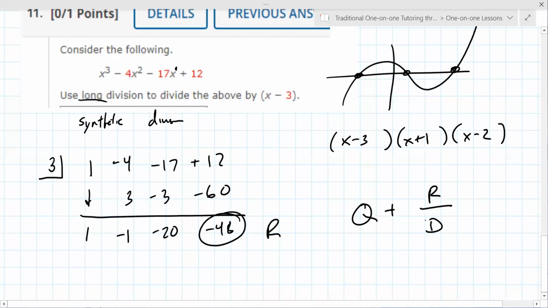Okay. So then I just write it as x squared minus x minus 20, and then the remainder over... Yeah, minus 48 over x minus 3. Okay, thank you.